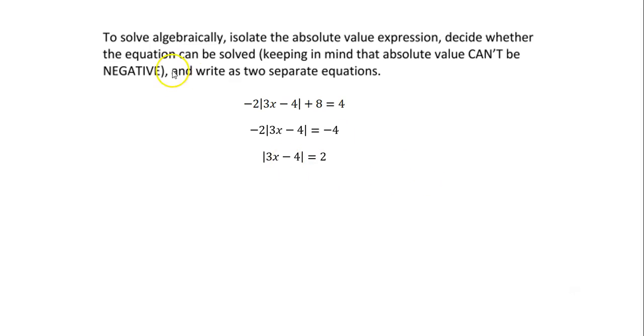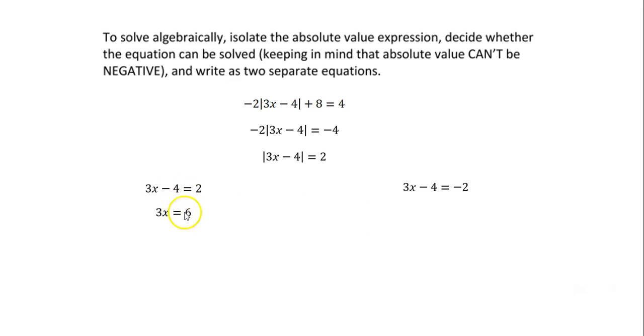So this is where two separate equations come into play here. We have 3x minus 4 equal to 2, or 3x minus 4 could be equal to negative 2, because both of these values have an absolute value that is equal to 2. And now we have very basic algebra, and we're just going to solve both of these equations.